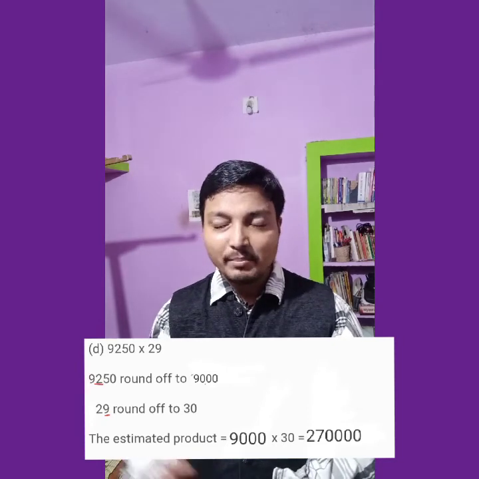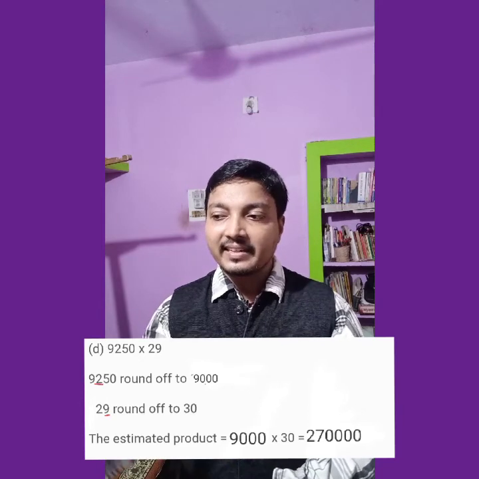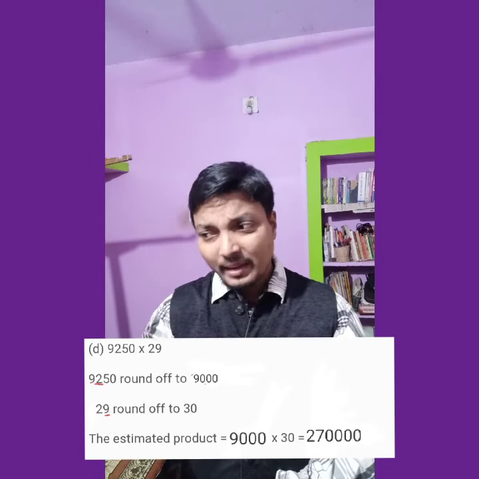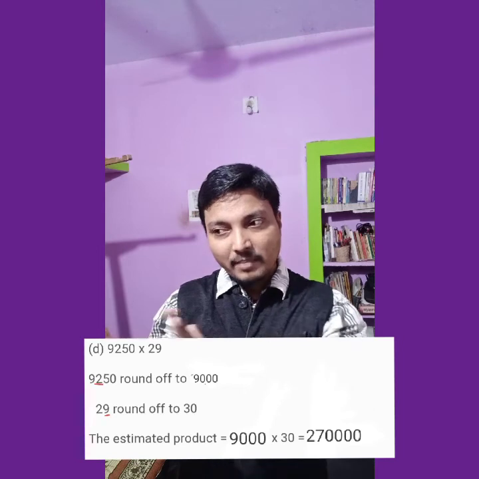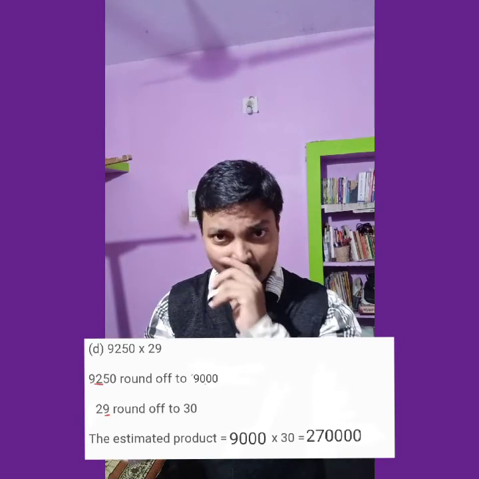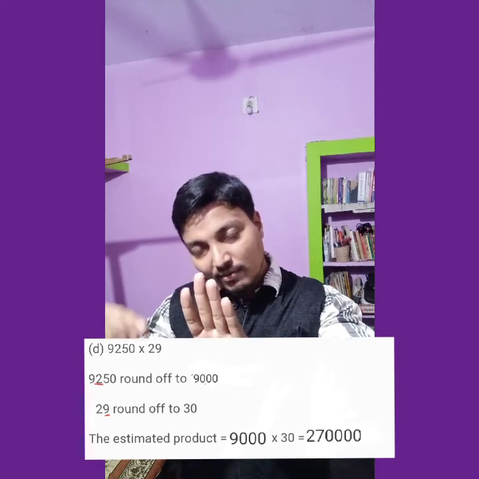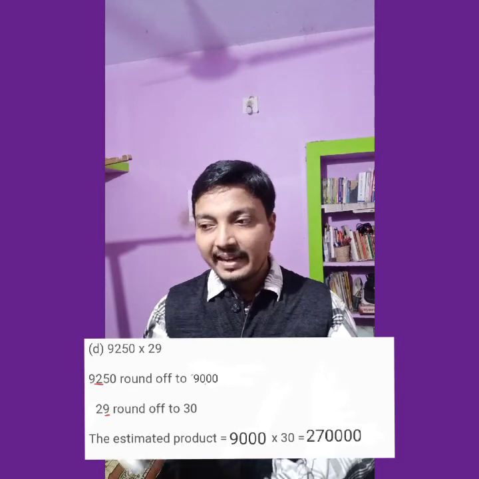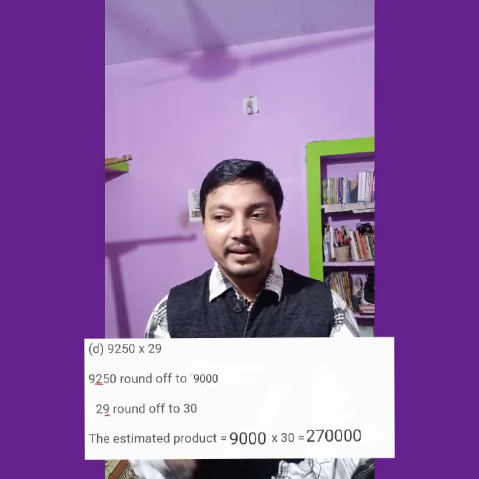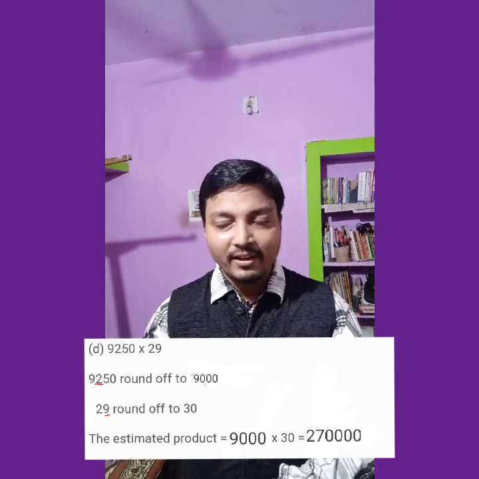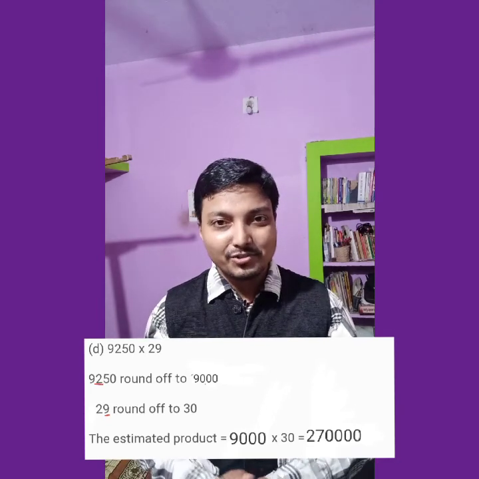And for 29, nearest 10 means I need to check the ones place. In 29 the ones place digit is 9, which is 5 or more than 5. So whenever it is 5 or more than 5, the previous one should be replaced by the next number. So 2 becomes 3. Then how many digits are left? 1 digit. That 1 digit should be replaced by 0. So 29 is rounded to the nearest 10, which is 30. So the estimated product is equal to 9000 into 30, which is equal to 2,70,000. Understood or not understood?